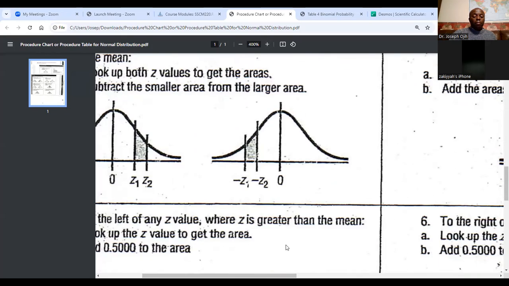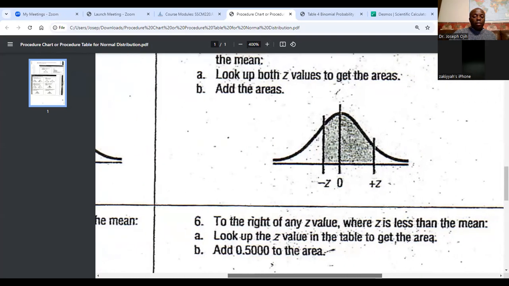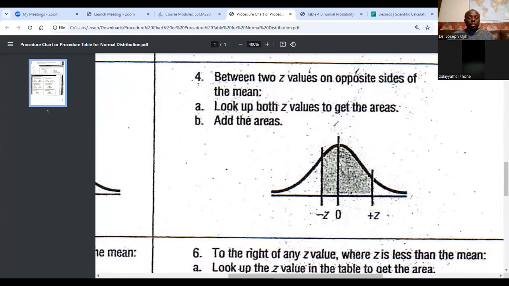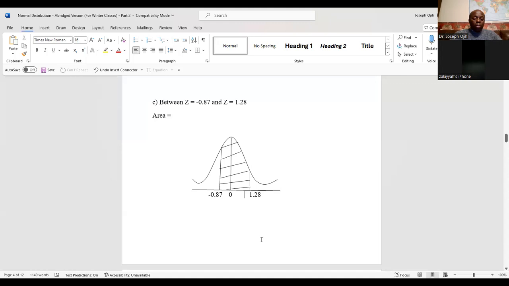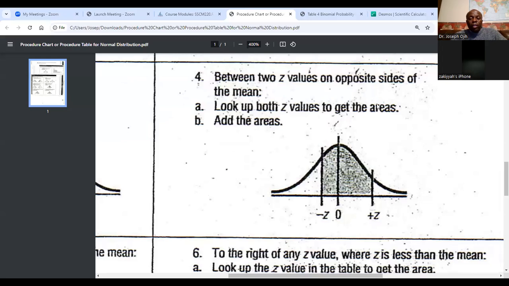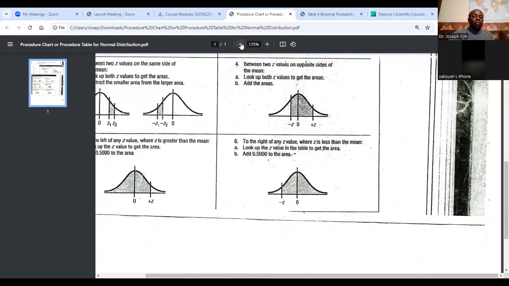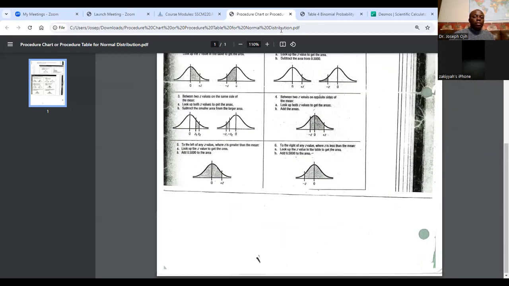Okay, see right here. See how big it is. See, this is the one that looks like this one. So let's go and see what it says. It says here, look at the Z value to get the areas. Add the areas. So we get the areas and then we add them. That's what it's saying. Okay. Yep. Now let's go back to the table.